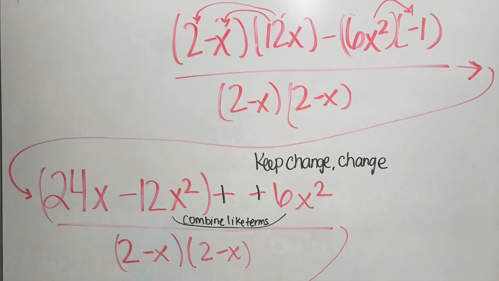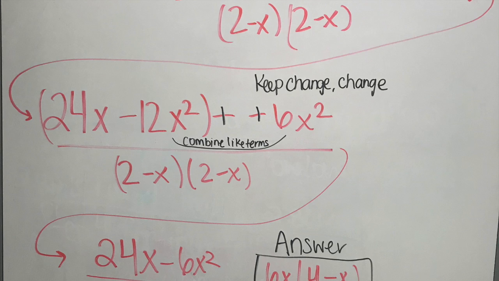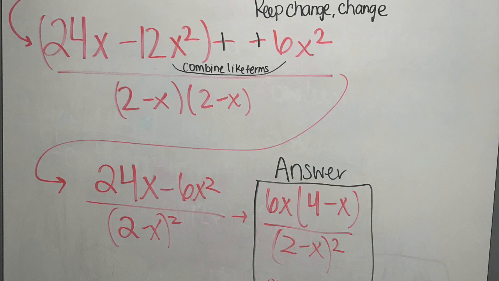Now when you have your negative 6x squared, most people know to do keep, change it, which will get you plus, or positive. Then we're going to combine our like terms. 24x doesn't have any like terms, but negative 12x squared and positive 6x squared will get you negative 6x squared. So now you have 24x minus 6x squared all over 2 minus x squared, which is all you have to do: combine these two, make it simpler, and it will go down here to 2 minus x squared.